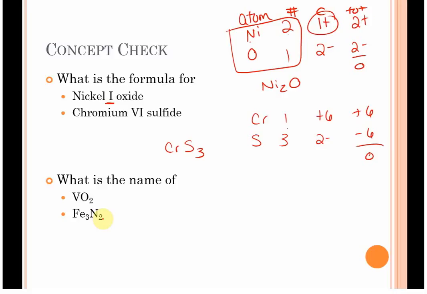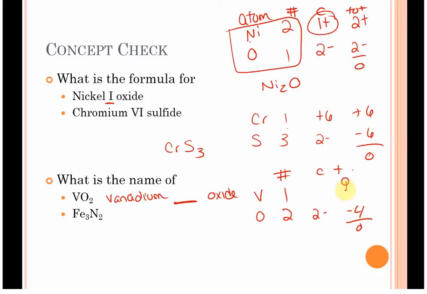What's the name of VO2? Well, we can't name this yet. We can say that this is vanadium, and oxygen is going to be oxide, but we don't know the charge on vanadium unless we make this table. So we're going to make a table, and we know we have 1 vanadium, 2 oxygens. We know the charge on oxygen is -2, giving us an overall negative of -4, which means we have to have an overall positive of +4, or a charge on the vanadium atom of +4. So this is vanadium 4 oxide.